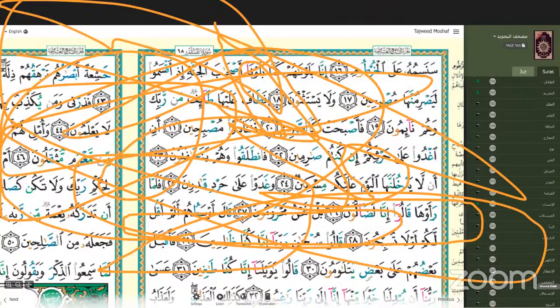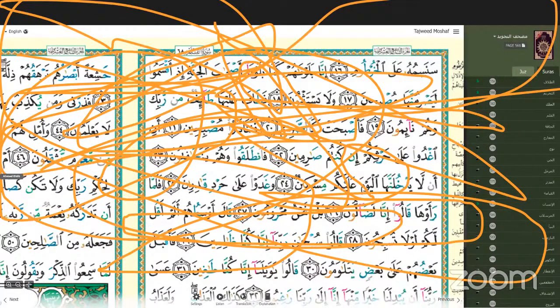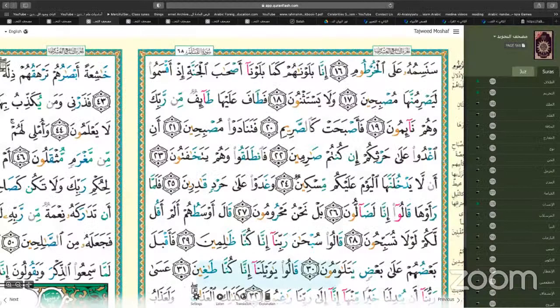What is that? Let's see, which student is this scribbling all over the Quran? Okay. See what your friends are doing, Amira. See what your friends are doing. All right, go ahead.